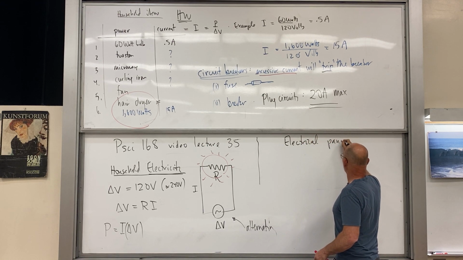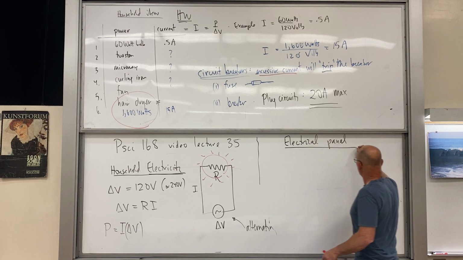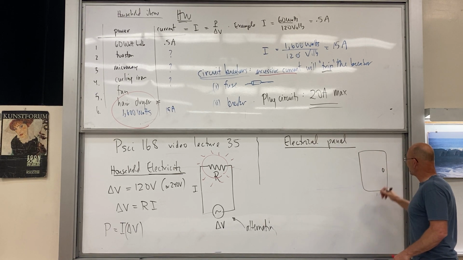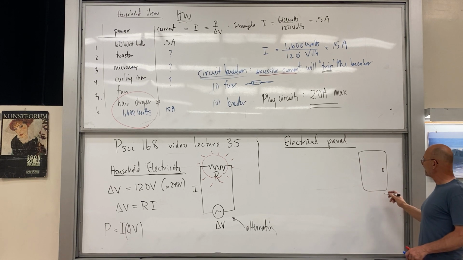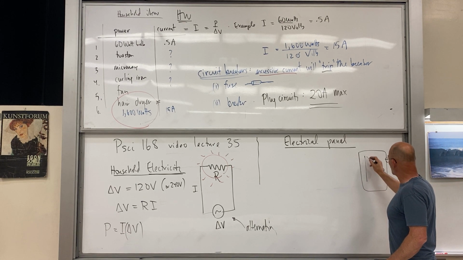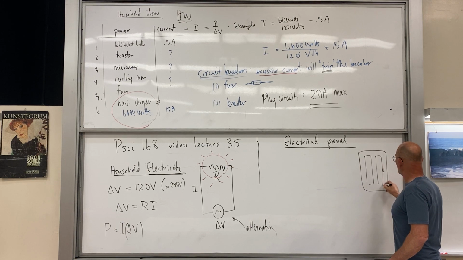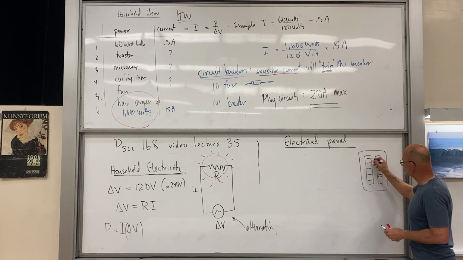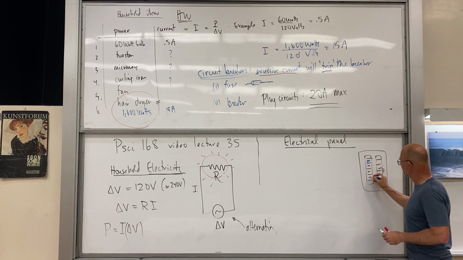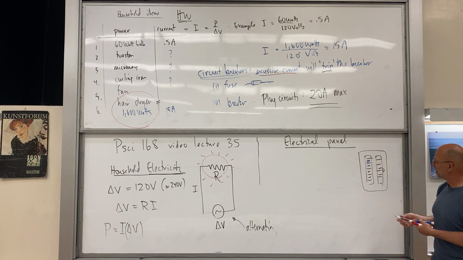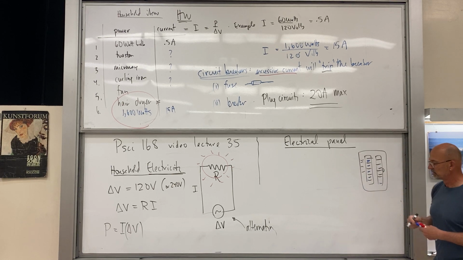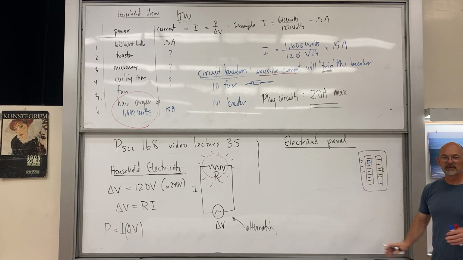So the electrical panel in your house looks like this. It's got a little ring handle on it. You pull it open, and inside there you've got some rows of circuit breakers, and they've got a switch, and there's going to be a label saying what they do, if it's not too old of a dwelling.